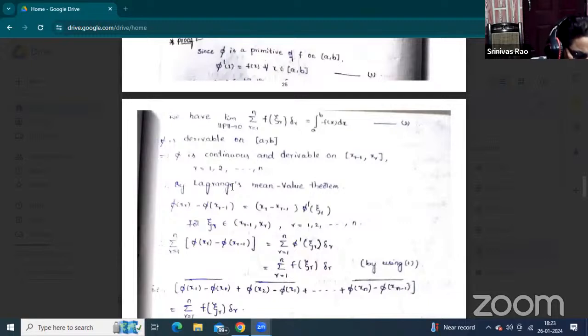Mod x minus c less than delta, for all x belonging to the interval AB. Given the function is defined at x equal to c, because mod x minus c less than delta means the neighborhood of the point c is c minus delta and c plus delta. Here delta is always greater than 0.